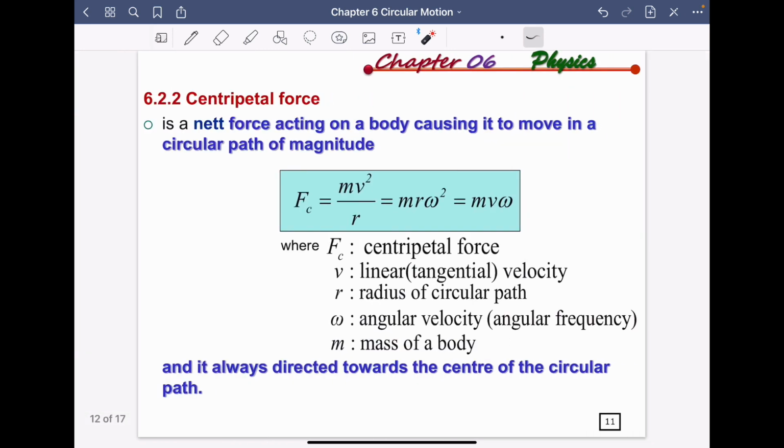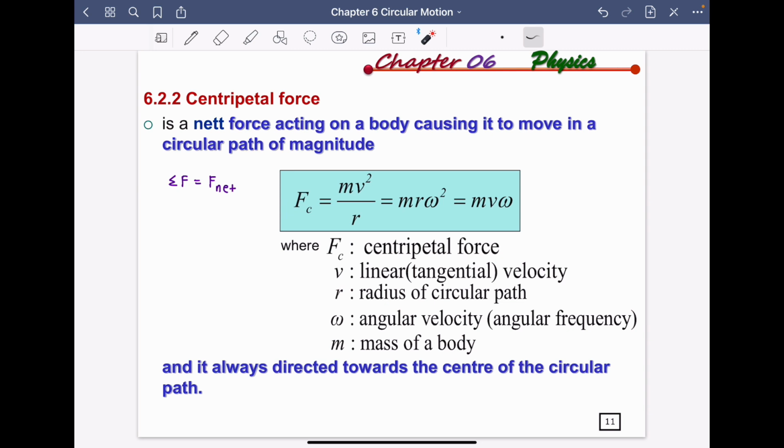Okay, next one, we go for the centripetal force. What is the centripetal force? It's a net force acting on a body causing it to move in a circular path of constant magnitude. So kita ada centripetal force. Macam kita dah belajar sebelum ni, kita belajar total force ataupun net force kan. Okay, so dalam circular motion kita ada net force dia juga, ataupun kita ada total force, which is net force or total force dia adalah equal to centripetal force.